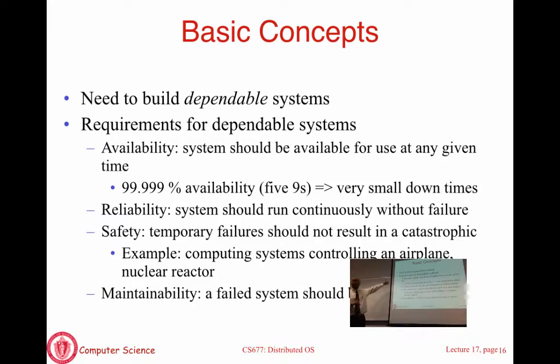Reliability is a related concept to availability, but it just says the system should run continuously without failure. Okay? Failures can happen, but the system should continue to function. It has to basically overcome those failures in some way. Safety is a related property also, which says you can assume that some components may fail, right? But the overall safety of your system cannot be compromised. You cannot have catastrophic failures just because of some smaller components.